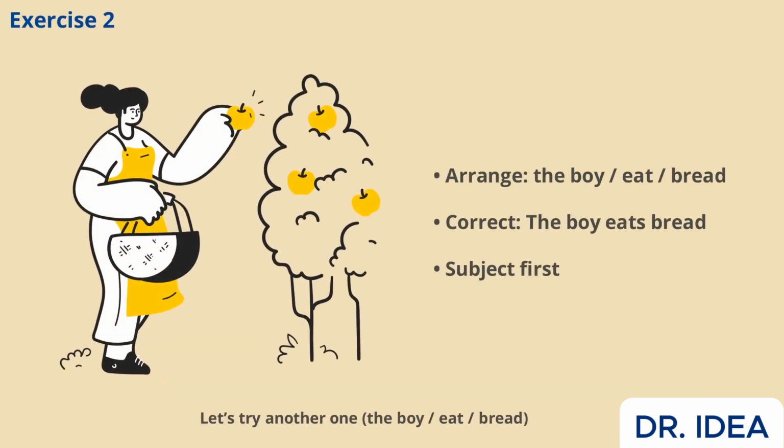Let's try another one. The boy eats bread. Put these words in the correct SVO order. The answer is, the boy eats bread. Again, the subject is first, followed by the verb, and then the object. Practicing these exercises will help you remember the correct order.